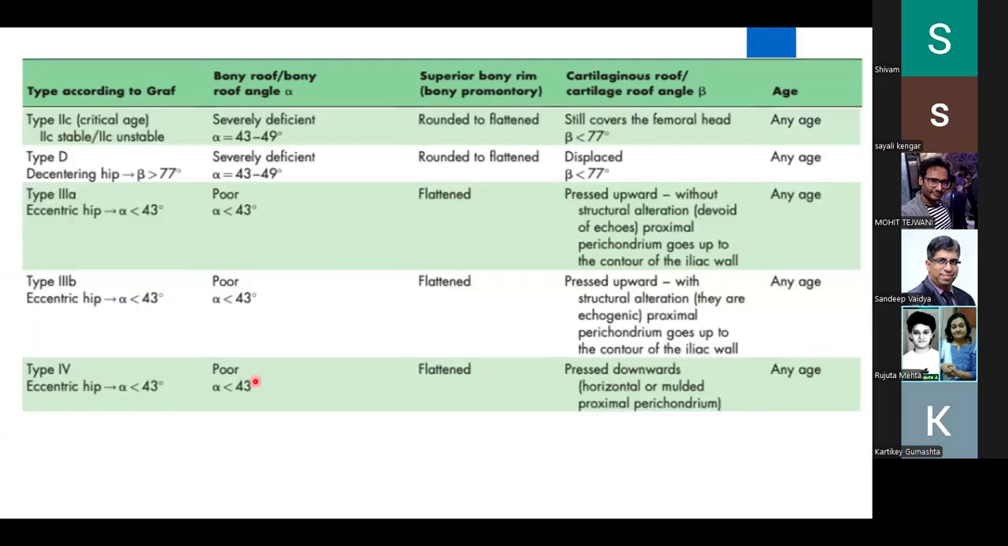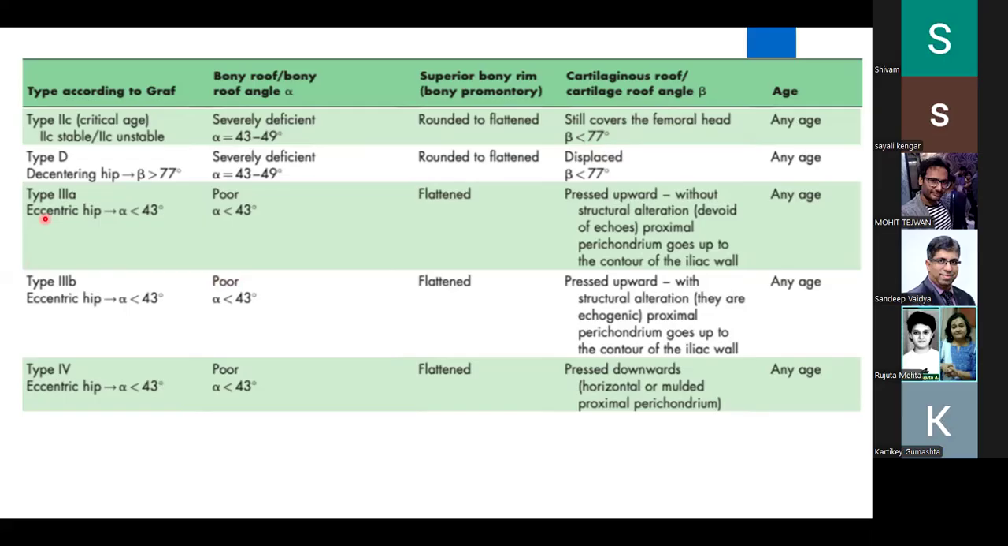Type 2C is further divided into 2C stable and 2C unstable. The bony roof is severely deficient. The alpha angle is between 43 to 49 degrees. The cartilaginous roof still covers the femoral head. The beta angle is less than 77 degrees.